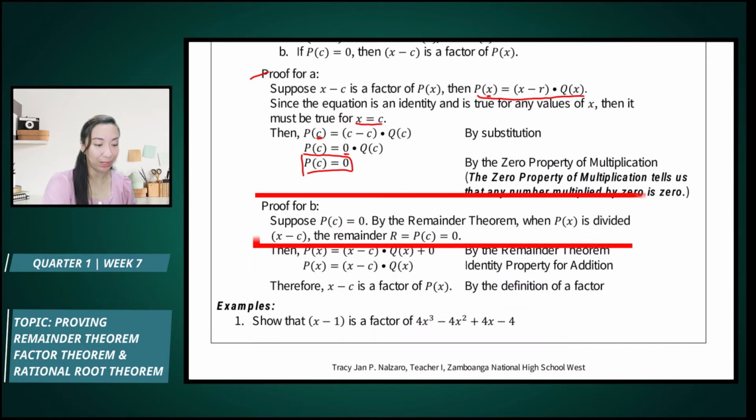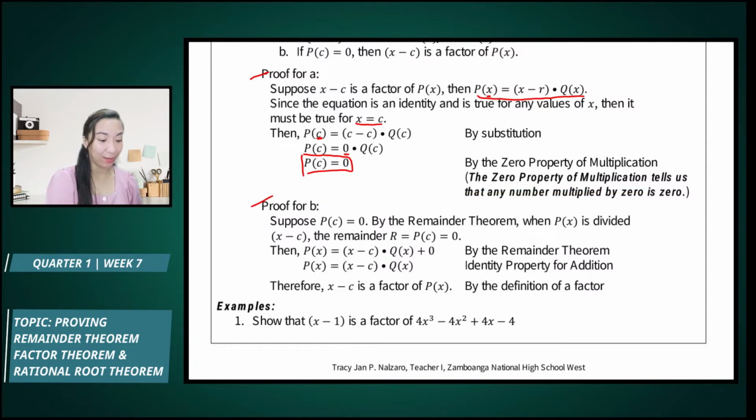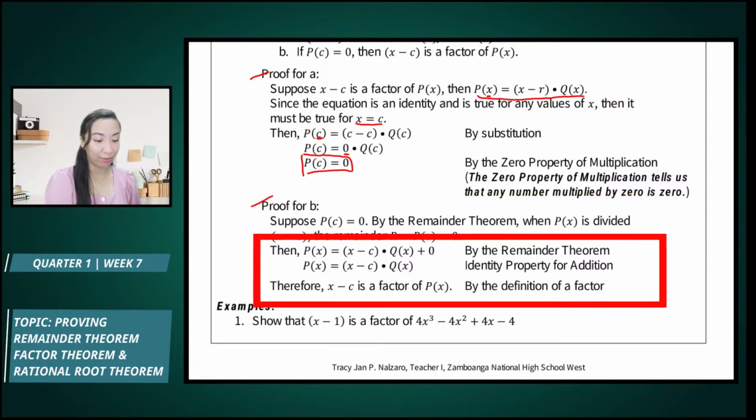Next, for letter B, suppose that p of c is equal to 0. By the remainder theorem, when p of x is divided by x minus c, the remainder r is equal to p of c, which is 0. Then we have p of x is equal to x minus c times q of x plus 0. That is using the remainder theorem.